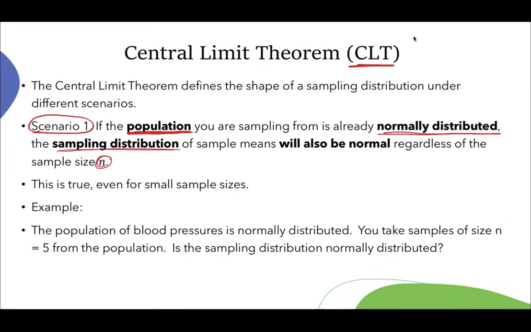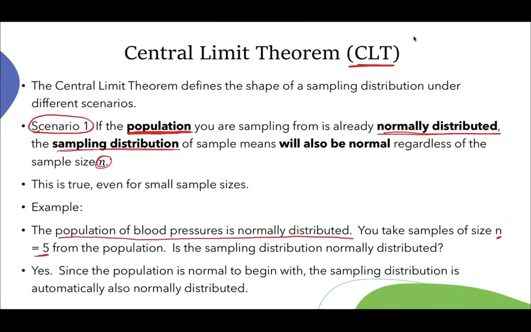In this example, we have a population of blood pressures and we're told that it's normally distributed. We take samples of size 5 from the population. Is the sampling distribution normally distributed? And the answer is yes, because scenario 1 holds. The population was normal to begin with, so the sampling distribution is automatically normal, no matter what the n is.